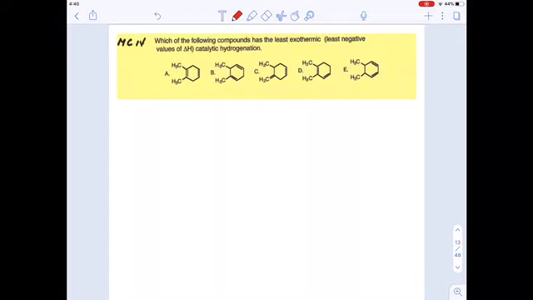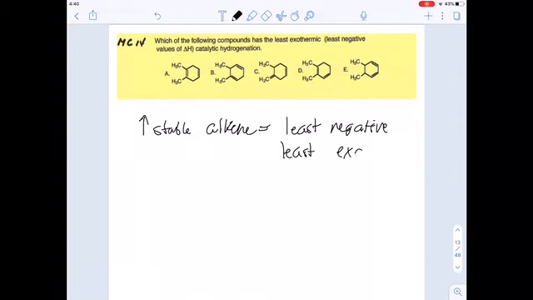Okay, so multiple choice 14 asks, which of the following compounds has the least exothermic, the least negative, catalytic hydrogenation? So basically, the more stable the alkene is, the lower, or the less negative, the heat of hydrogenation is going to be. So more stable alkene equals least negative, or least exothermic, whatever works for you guys, delta H.